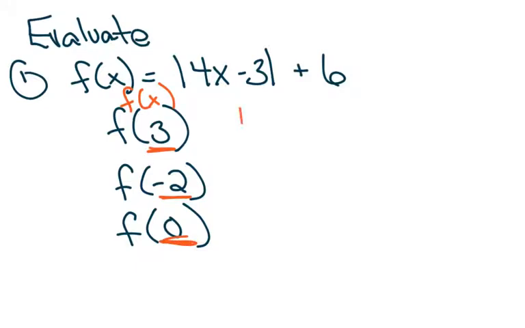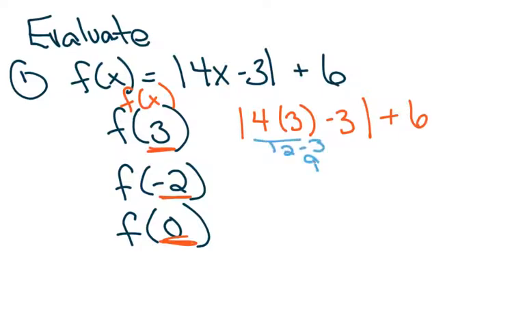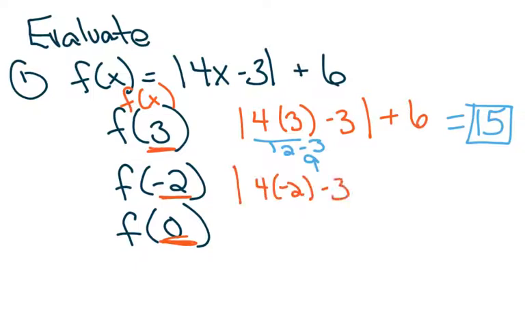So if I write it out, I'd have the absolute value of 4 times 3 minus 3 plus 6. So we have 4 times 3, which gives us 12, 12 minus 3, which is 9. The absolute value of 9 is 9, because it's, again, 9 spaces from 0. 9 plus 6 is going to give you 15.